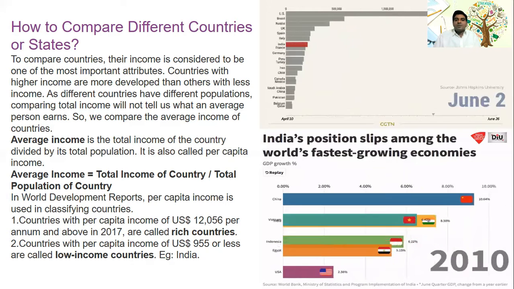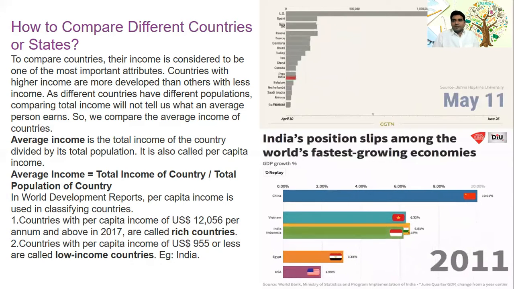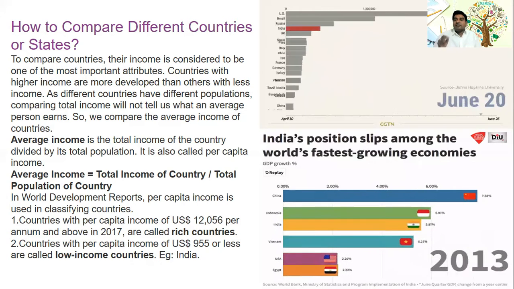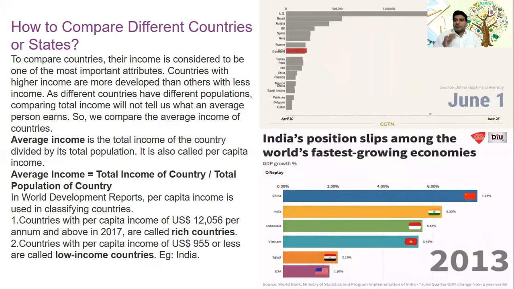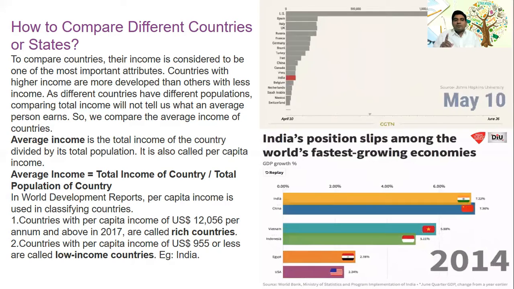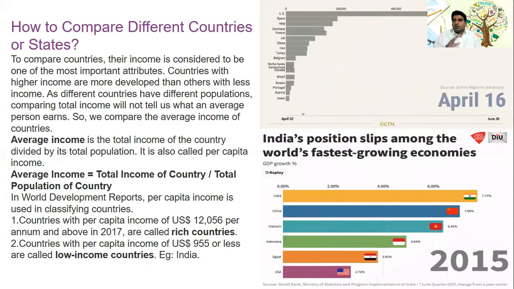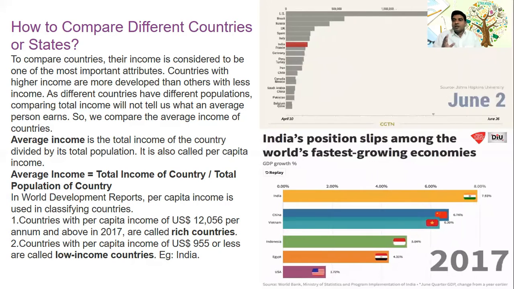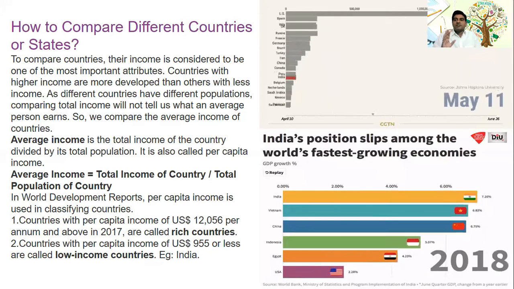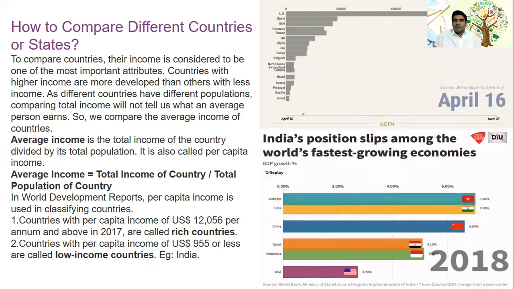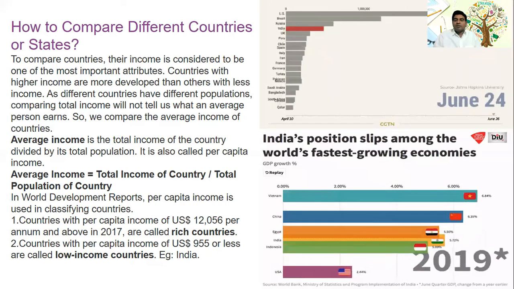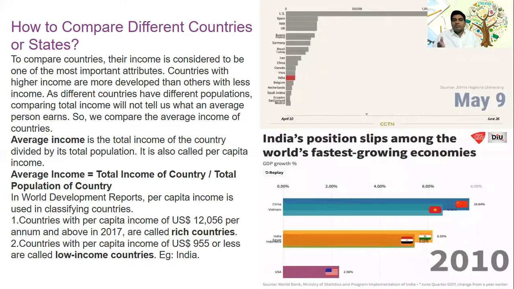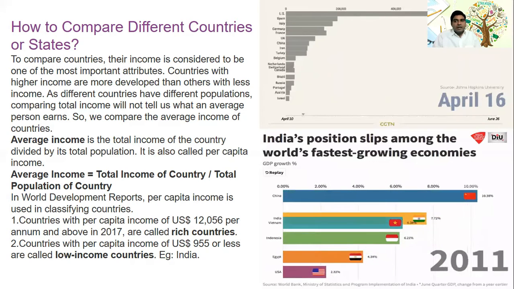Then, how is the average income of a country taken? The average income is the total income of the country divided by the total population. It's called per capita income. Total income of the country divided by the total population of the country is called per capita income or the average income. So you can see the formula here. Average income is equal to the total income of the country divided by the total population of the country.